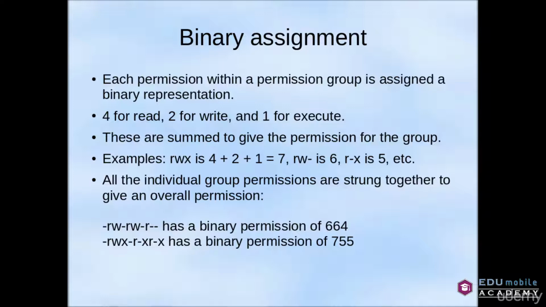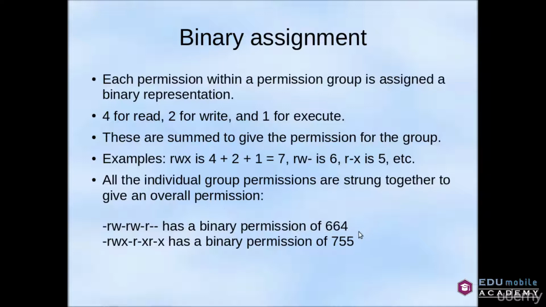RWX, and then, let's see, did I get that right? That first dash there is wrong, but we'll go on anyway. If we have read, write, and execute on the file's owner, read and execute on the owner's group and everybody else, this would have a binary permission of 755.